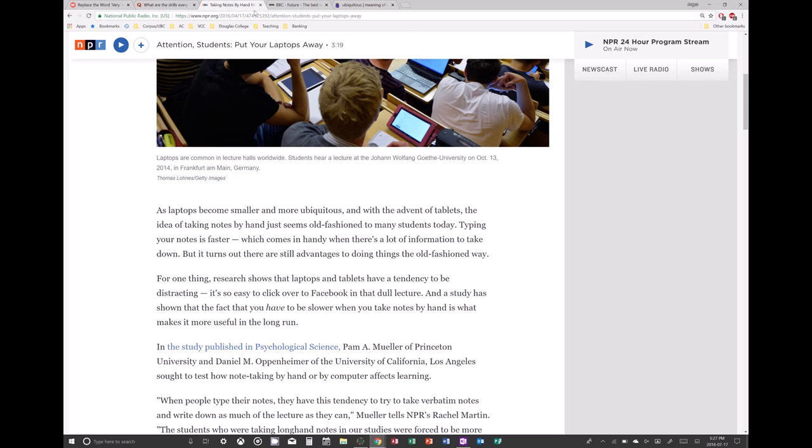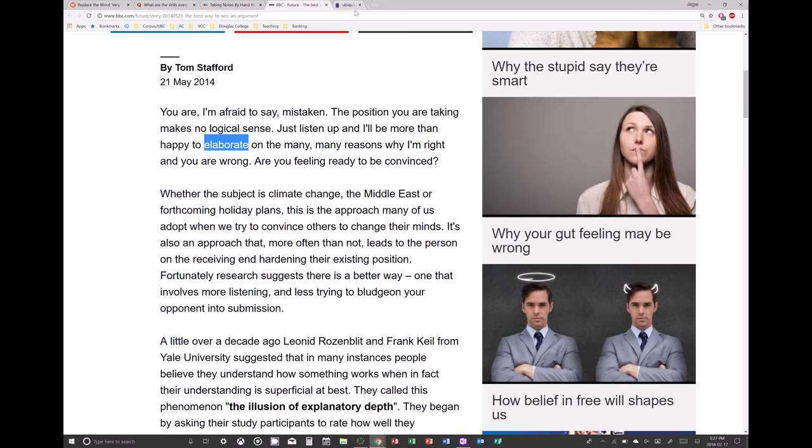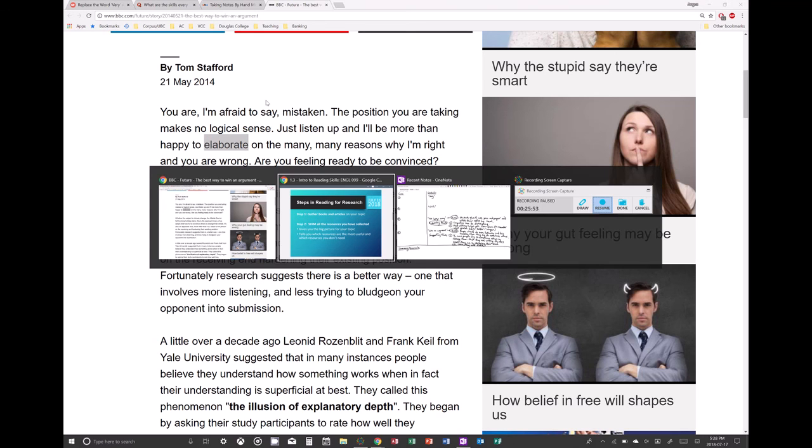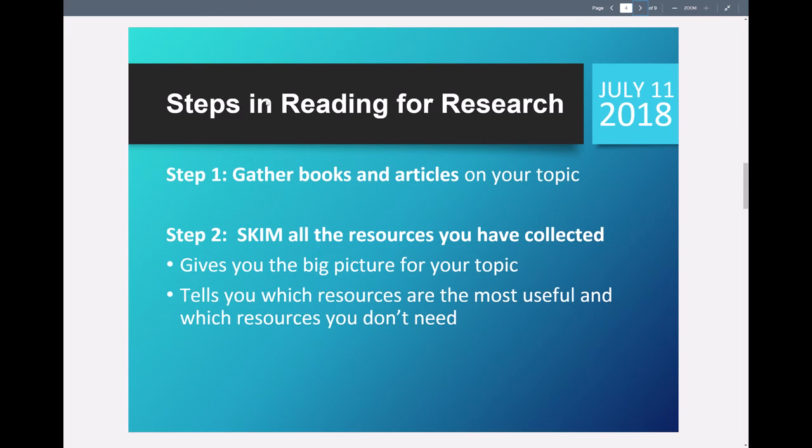You can have windows just on the articles alone, and that way, instead of having 16 tabs, you would have only as many tabs as you need for the article reading. Or if you have books, just have the ones you need. The idea is to save space and save time. Step 2, skim all the resources that you've collected.